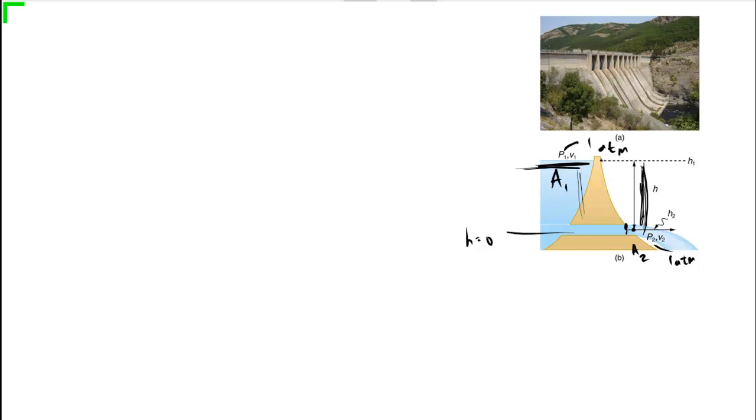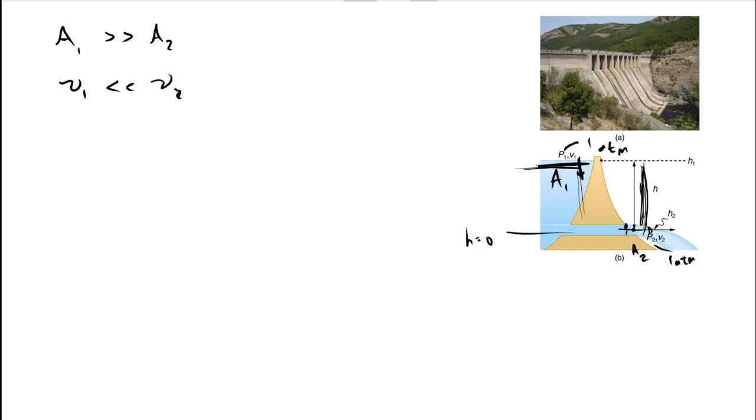So area 1 at the top of the dam is much greater than area 2. Then by the continuity equation, we can say that velocity 1 is going to be much less than velocity 2, which makes sense. Velocity 1 is the rate at which water is dropping behind the dam, and velocity 2 is the rate at which it is coming out of the puka at the bottom there. So velocity 1 is very small.